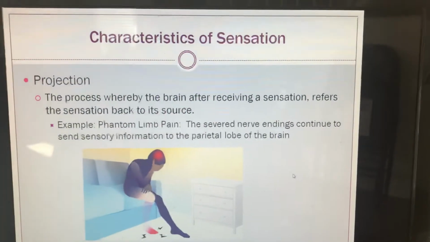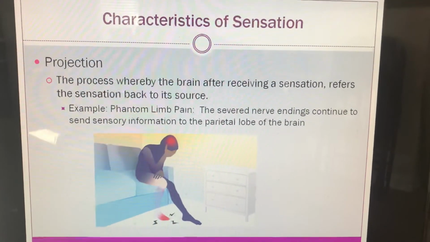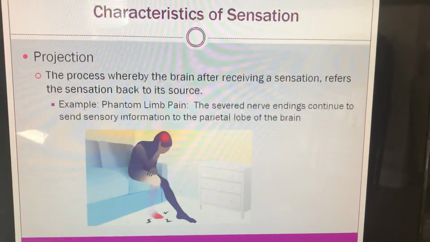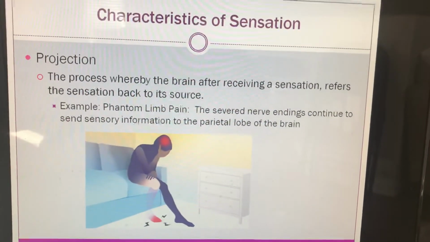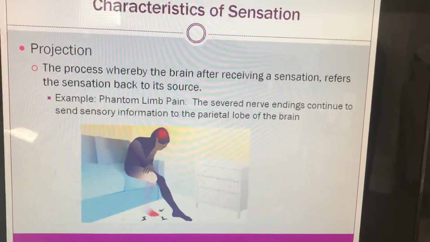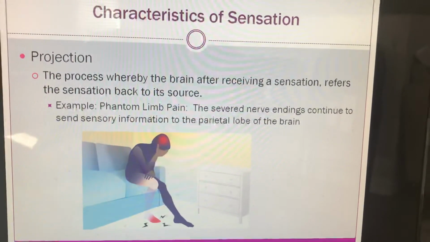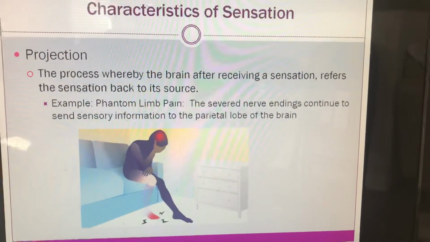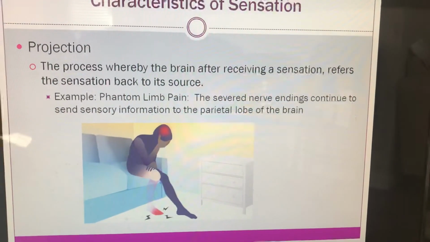Characteristics of sensation. There are 2 characteristics: projection and adaptation. Projection is the process whereby the brain, after receiving a sensation, refers the sensation back to its source. For example, with phantom limb pain, the severed nerve endings continue to send sensory information to the parietal lobe of the brain. So even though the lower leg is amputated, the nerve endings are still sending those signals. That's why the patient says, "Oh, I still feel like my foot is there."